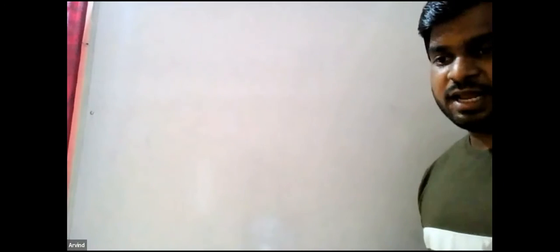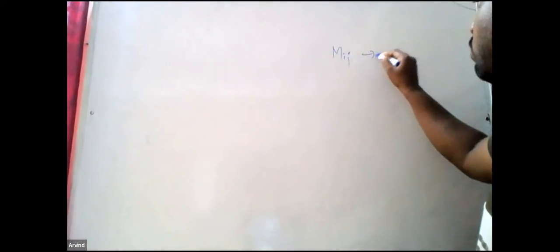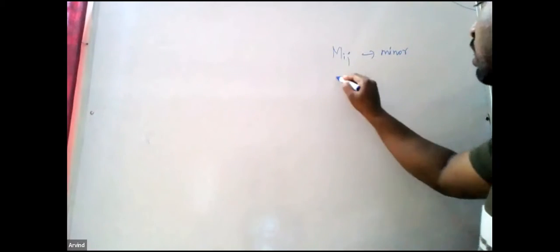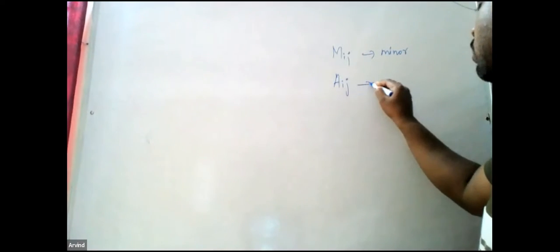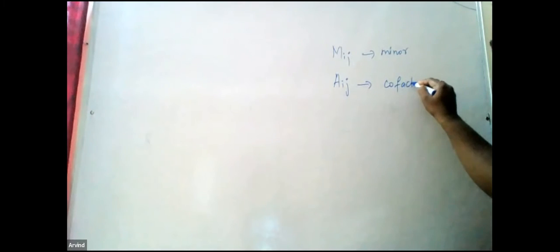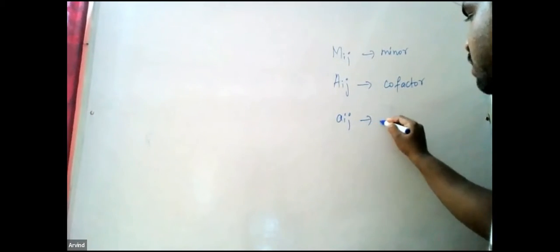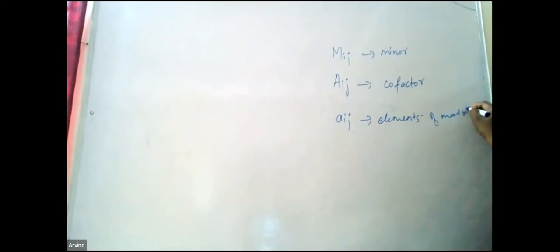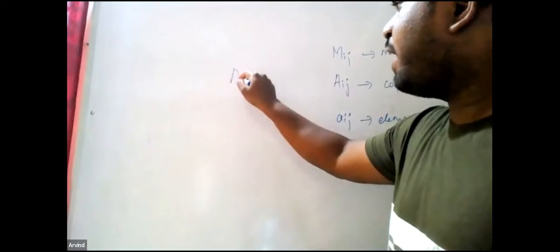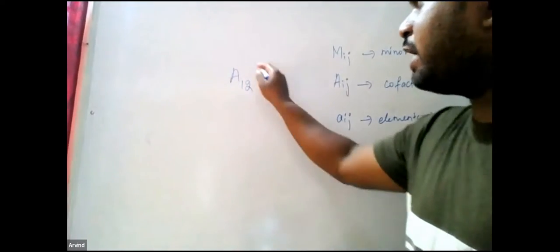Okay, next one is, you know how to find the adjoint of A, cofactor, and minor, all those stuff, right? So what is a minor? For example, we denote minor like this, Mij. This represents the minor. Aij is a cofactor. Small aij is the element of the matrix, elements of matrix. So don't get confused. Suppose they ask you to find A12, that is cofactor of 1 2.